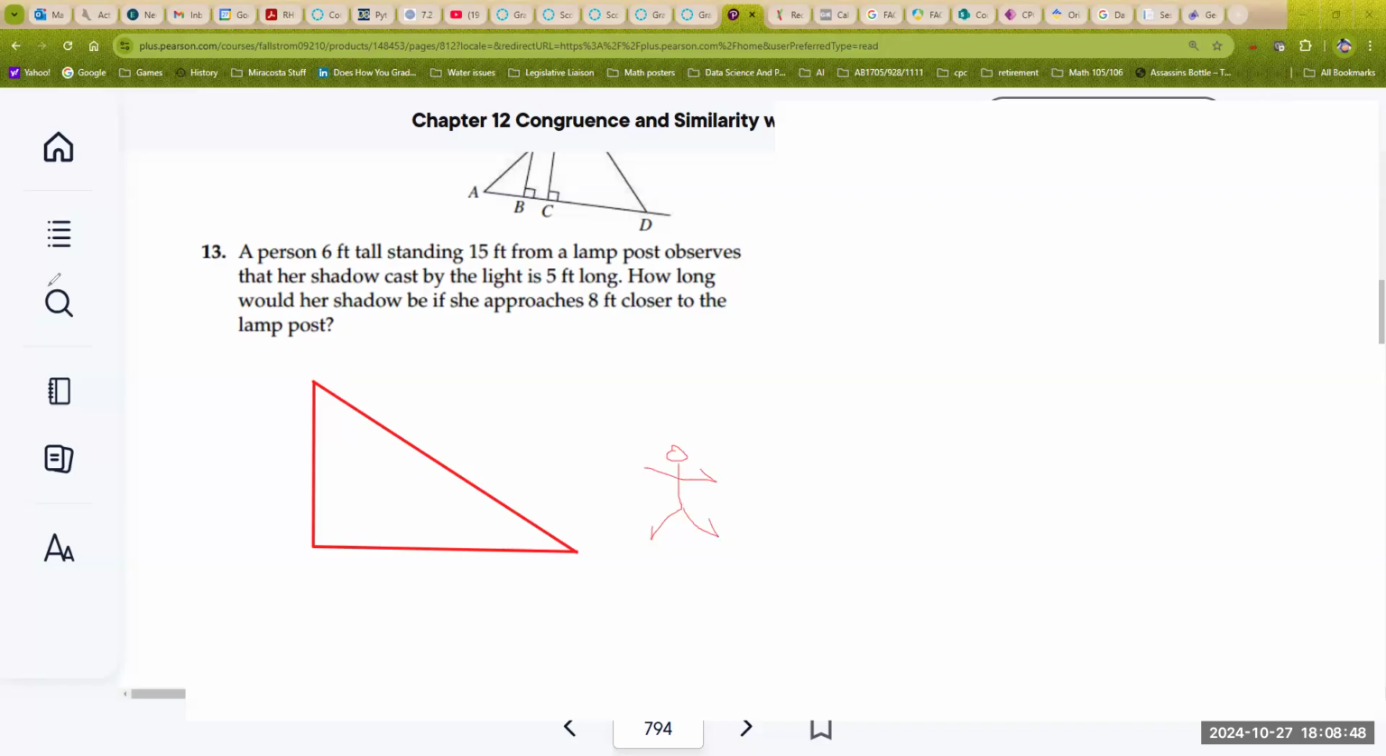Okay, so now the light comes down from the top of the lamppost to the top of their head, right? And then it hits the ground. And so what they're saying is the shadow cast by the light is 5 feet long. So you get this window here, and her height, or their height, 6 feet. The shadow cast is 5 feet long, and you have a nice right angle. Okay.